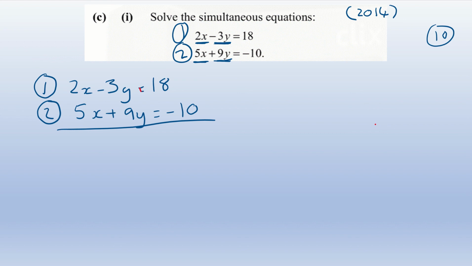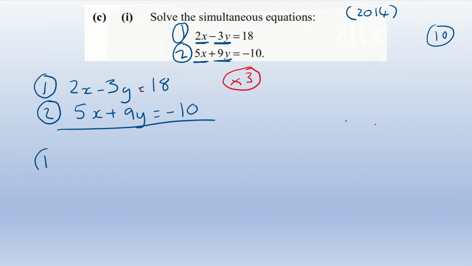We've figured out that we want to multiply the minus 3y by 3, but remember the minus 3y is part of a bigger equation. It's part of 2x minus 3y is equal to 18. So if we are multiplying the minus 3y by 3, we have to multiply everything in that equation by 3 as well. So I'm going to put that over here. I'm going to put a circle around it.